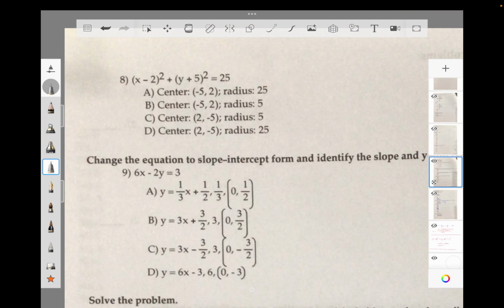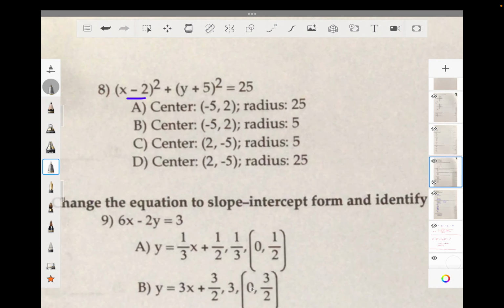Similarly, our h is going to be positive 2, our k is going to be negative 5, and our radius is 5. So 2, negative 5, 5, C.